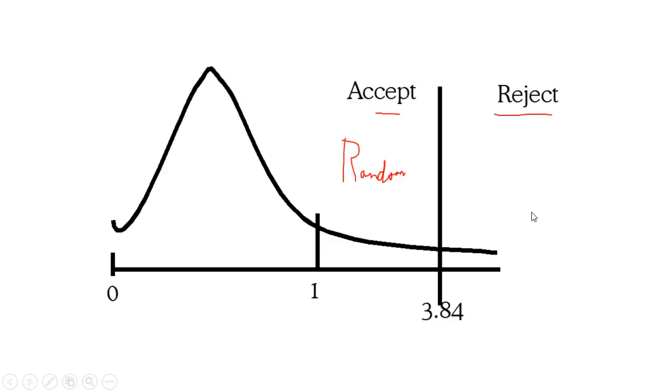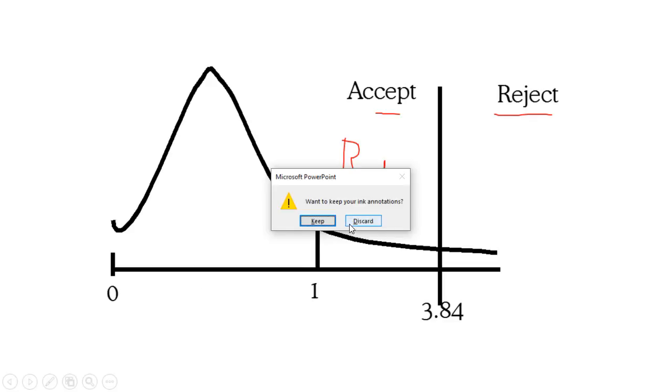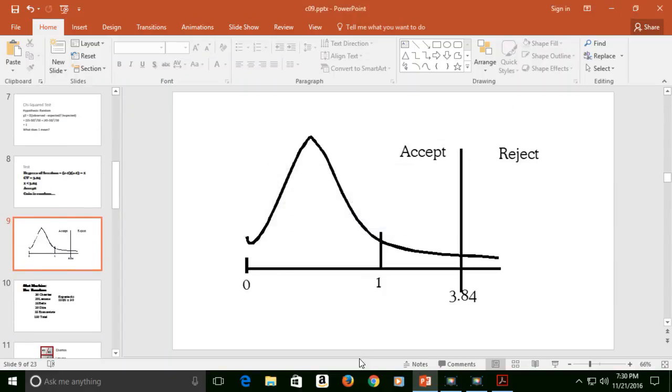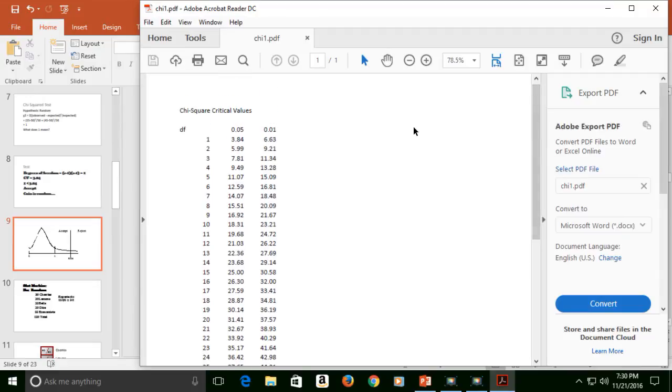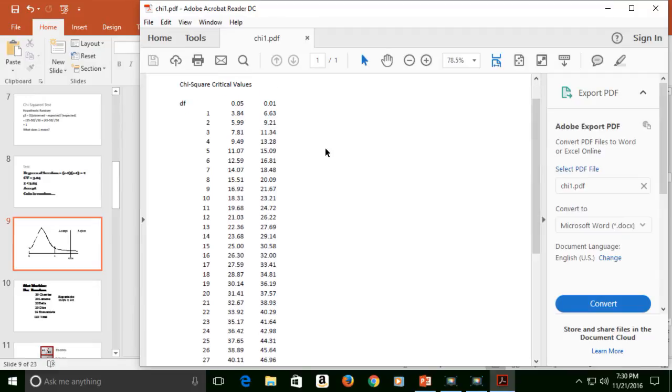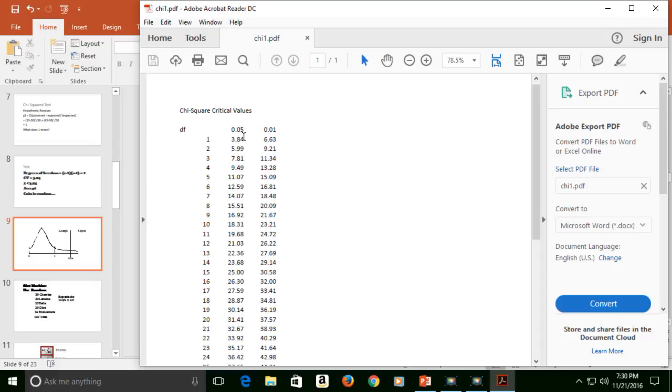All right, so given this now, we are going to look at the chi-square table. So here's the critical values of the chi-square. Degrees of freedom, alpha 0.05, alpha 0.01. Remember that 0.05 is 95%, 0.01 is 99%. At 1 degree of freedom, the critical value is 3.84.